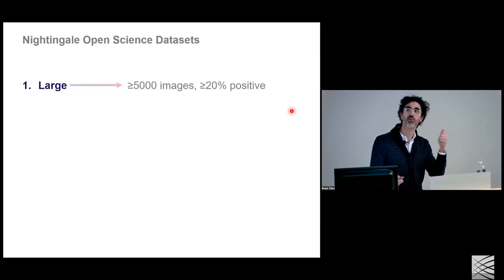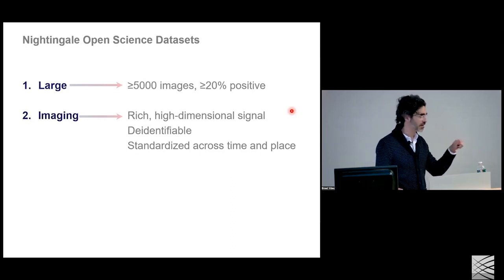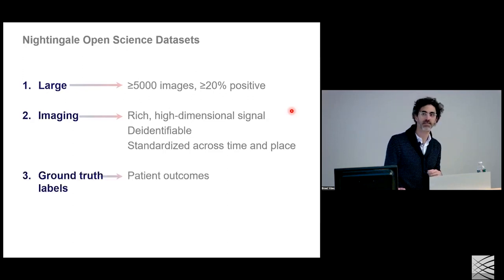And so the types of data sets that we have on there, they are large. There are some rules. They're image-based. They're image-based because images are super interesting, because they're also under HIPAA de-identifiable and because they are pretty standardized across time and place. So I think they have a lot of good ingredients and they make it easy.